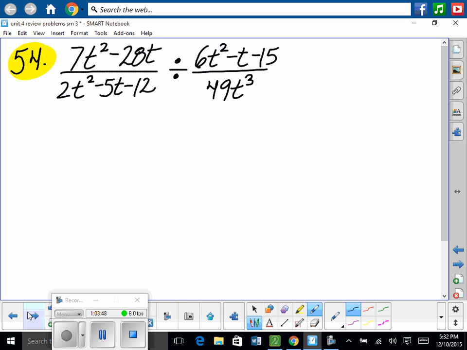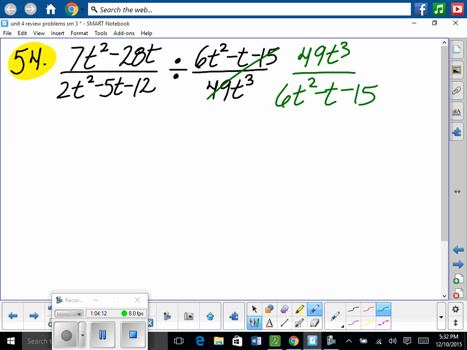Okay, this is a big, huge one. Dividing fractions is the easiest. Flip the second and multiply. So I'm going to flip this one. So on top, I'm going to have a 49t cubed. And on bottom, we have 6t squared minus t minus 15. So this is no longer there. I flip it, and now I'm going to multiply.